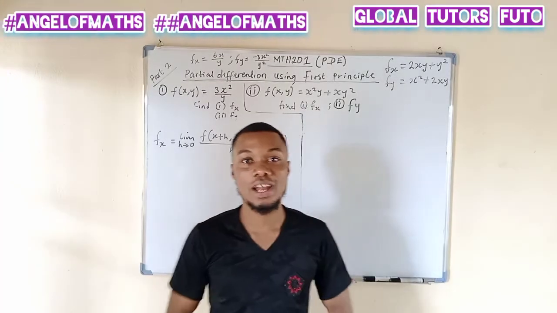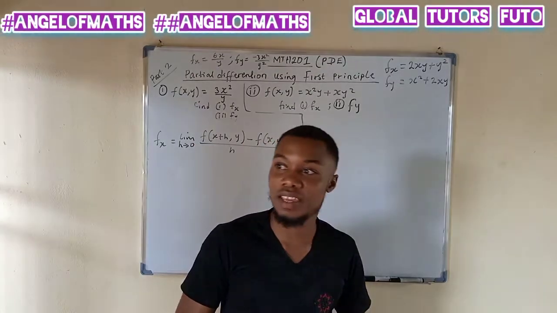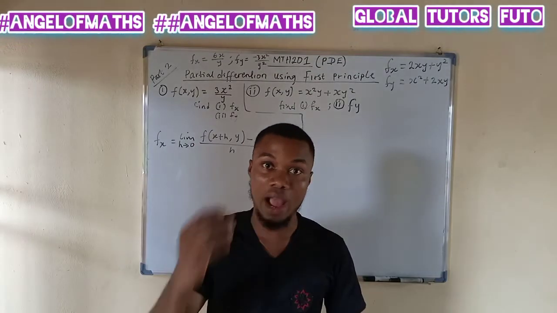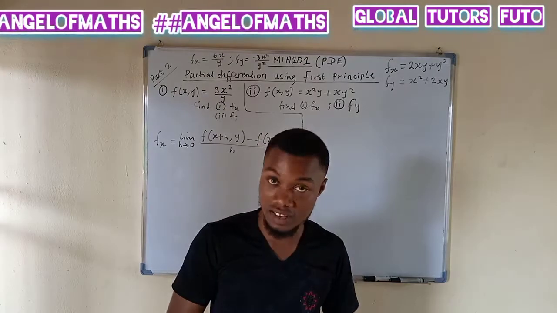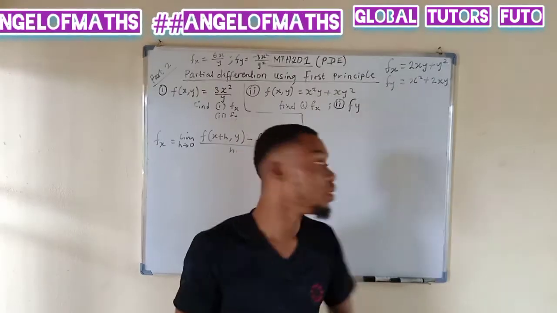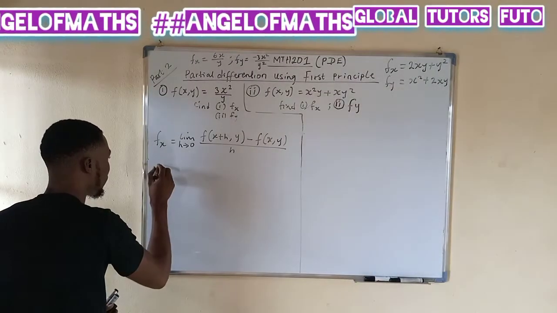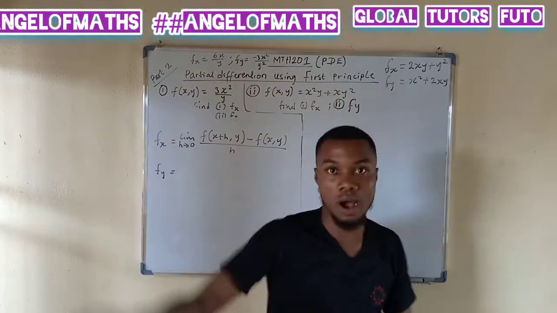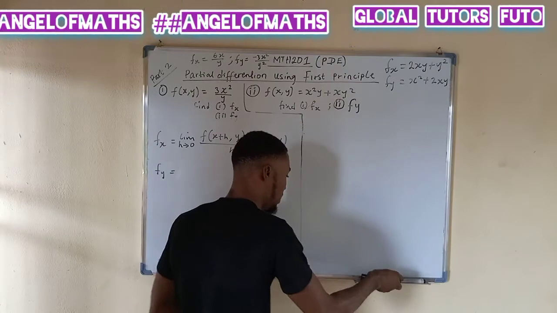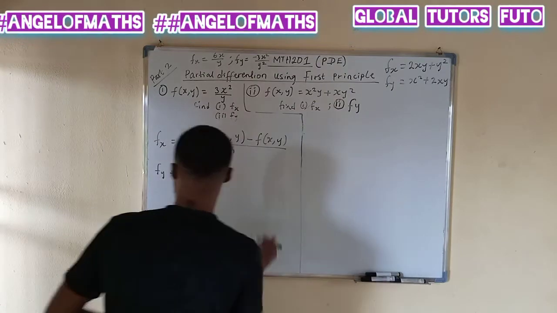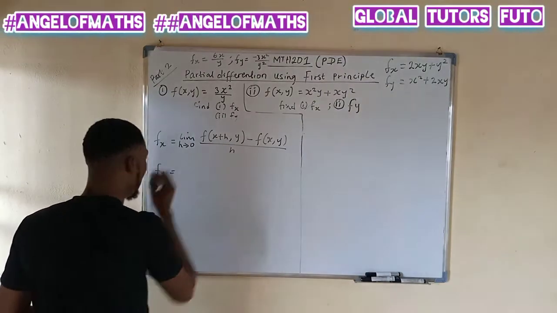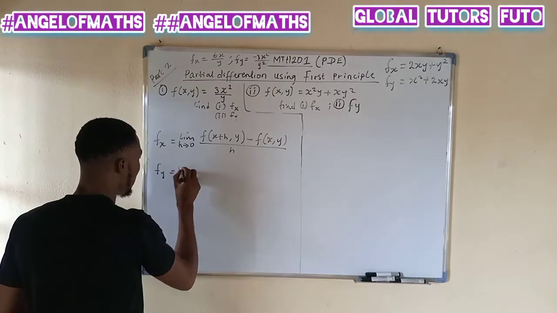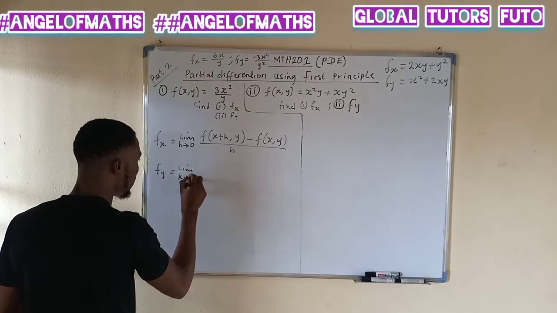So now we continue. Now we're going to get our f sub y. Although I know that you have solved it and gotten the answer, let us solve it together. Now for f sub y, whenever we're looking for f sub y, it means that there is an increment in y. So let us formulate our formula. Let the increment be k. So we're taking limits as k goes to 0.